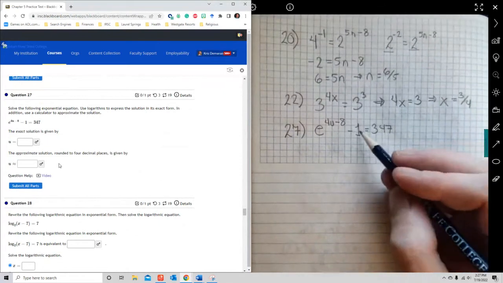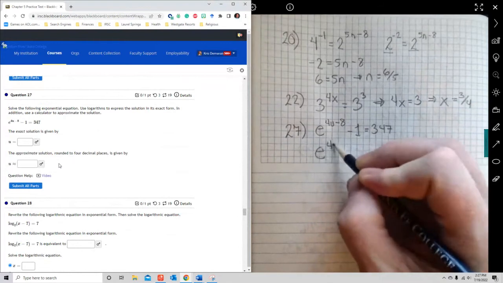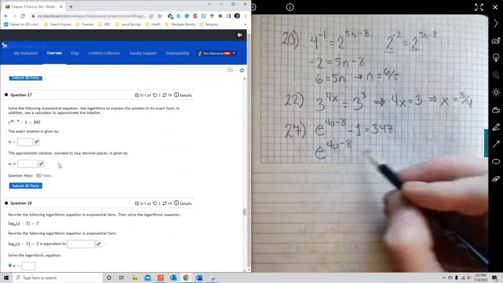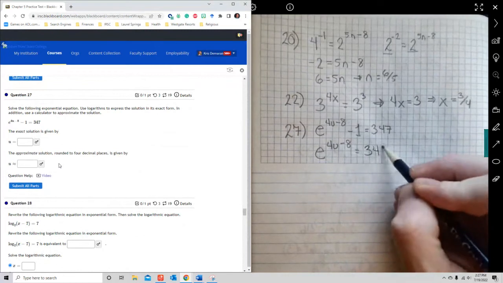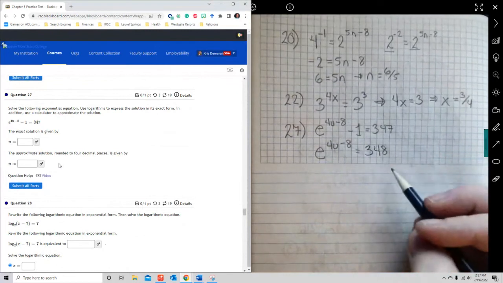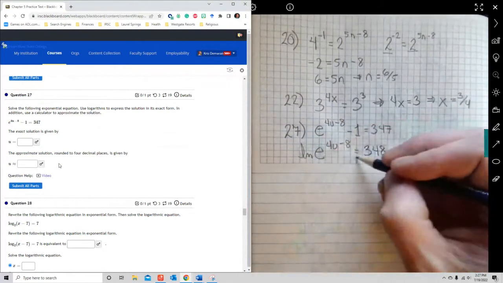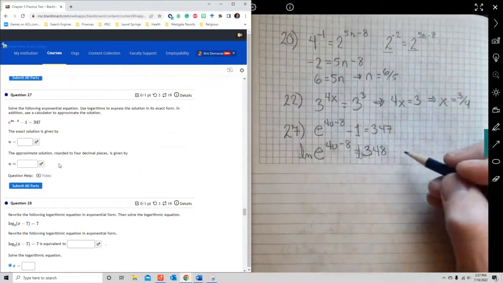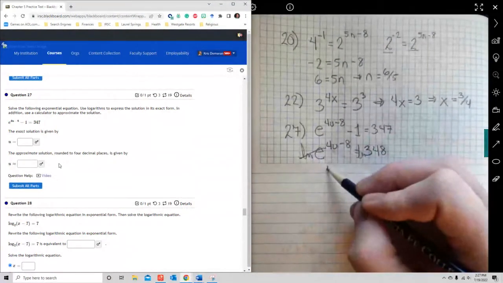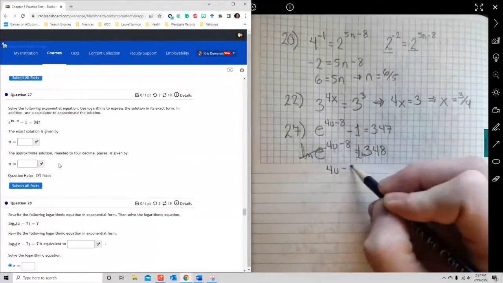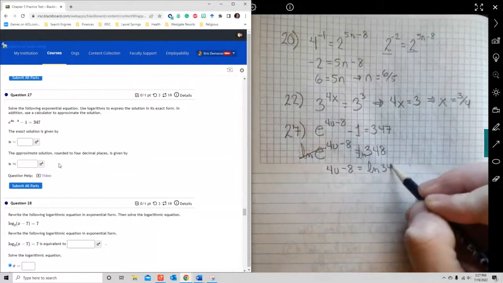Now, we're going to go ahead and get this by itself. So we're going to go ahead and do e to the 4u minus 8, and then we're going to add that to both sides. All right. Now we're going to go ahead and do ln to both sides. Now, when we do ln to both sides, this wipes this out, leaving us with 4u minus 8 equals ln of 348.